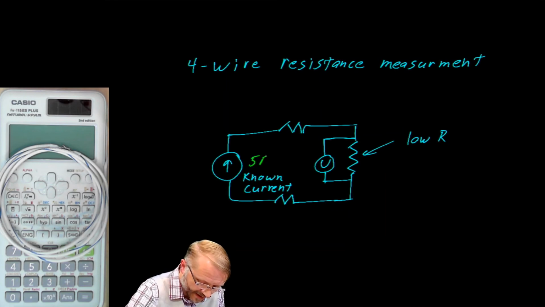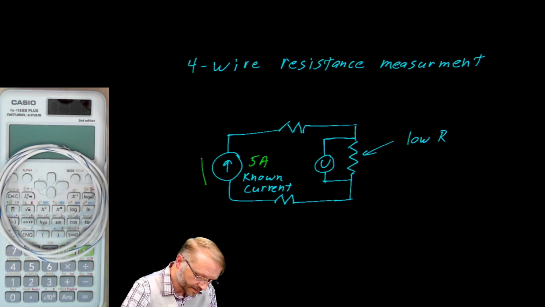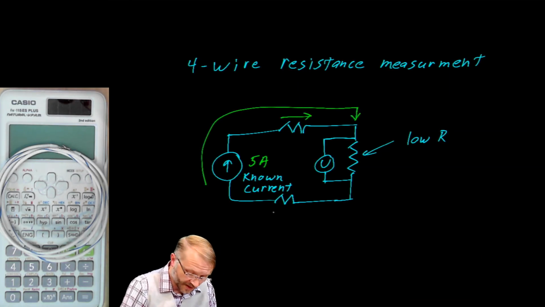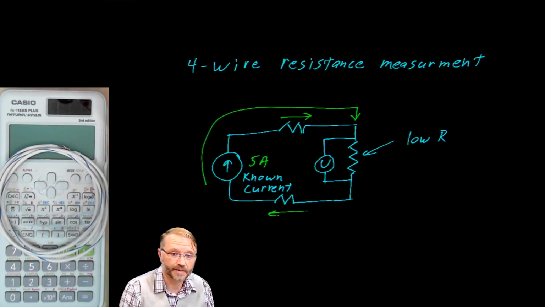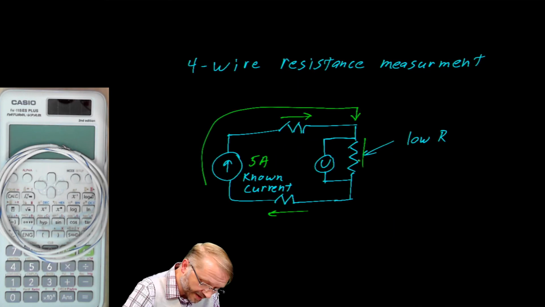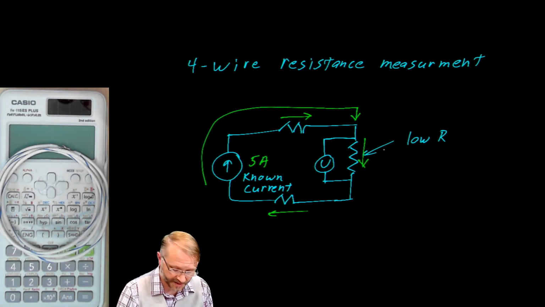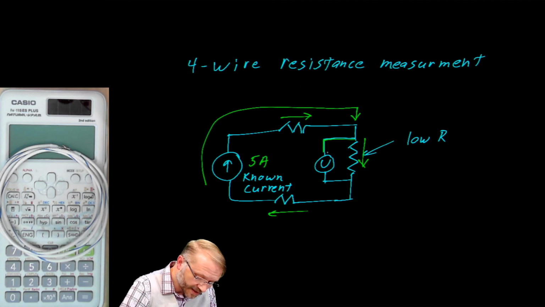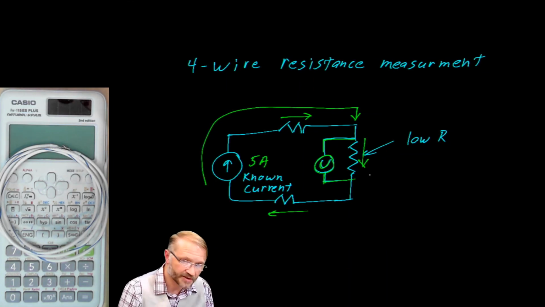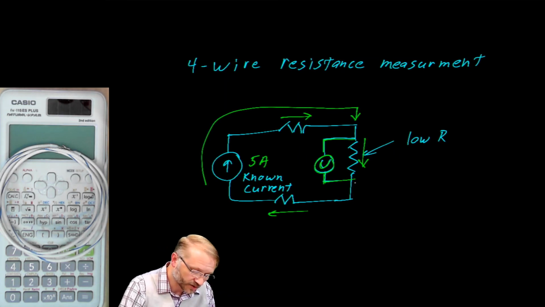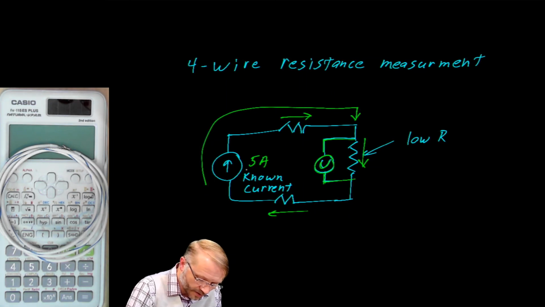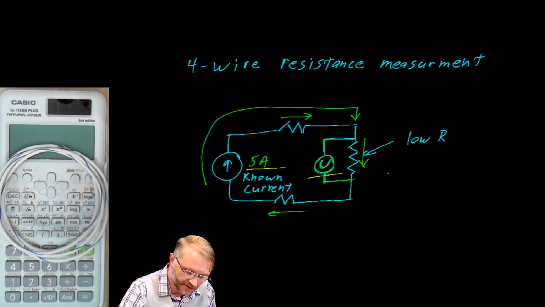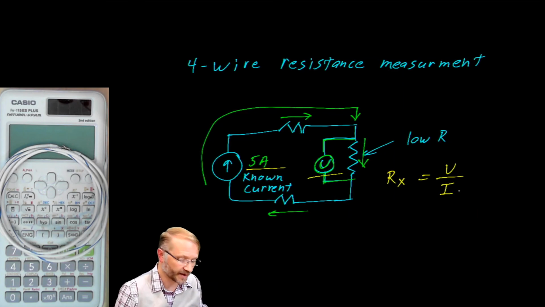Suppose this was 5 amps of current. That means that there'd be 5 amps flowing this way. There would be 5 amps through one test lead. There would be 5 amps through the other test lead, which means there would be 5 amps flowing through our low value resistance. This voltmeter connected up as close as possible to the device under test would show the voltage drop not of the test leads, but only the voltage drop across our device under test. Knowing this current and knowing this voltage, we can calculate the resistance as a voltage over a current, which is nothing more than Ohm's law.